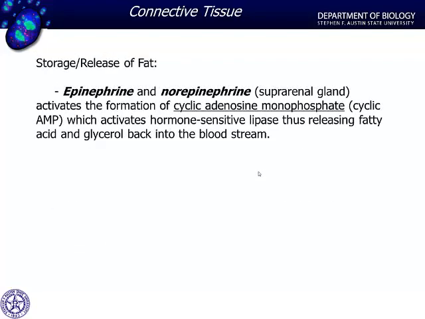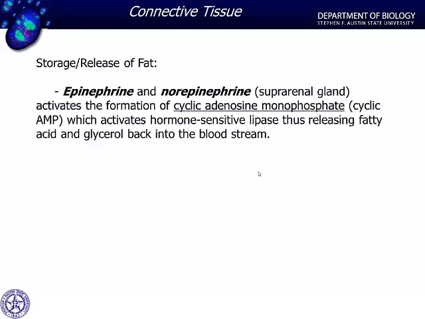Now, we also respond differently to our various neurotransmitters and hormones, epinephrine and norepinephrine. What these are going to do is they're going to activate the formation of cyclic AMP. This is a potent second messenger signaling apparatus. And what this is going to do, it's going to cause the reverse process where we have another lipase, and it says hormone sensitive. In essence, it's going to respond to epinephrine being present.